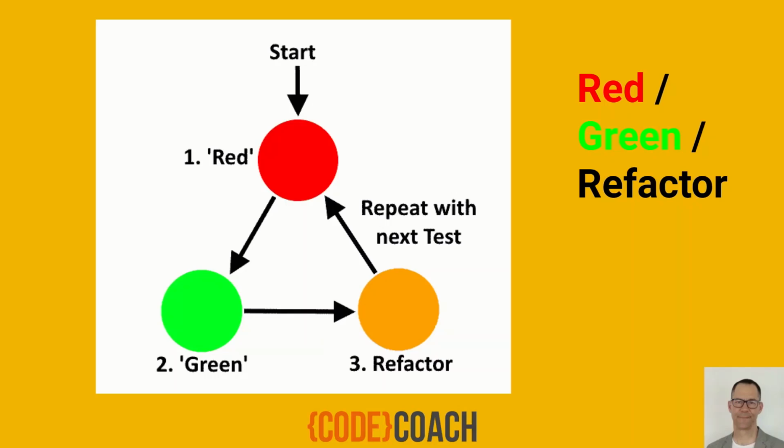Red is the color that we usually associate with a failing test. So the traffic light symbolism comes into it. So red is a failing test, and I think we saw this with the examples earlier on in Visual Studio. Whenever a test was failing, it came up as red. So we start with a failing test.